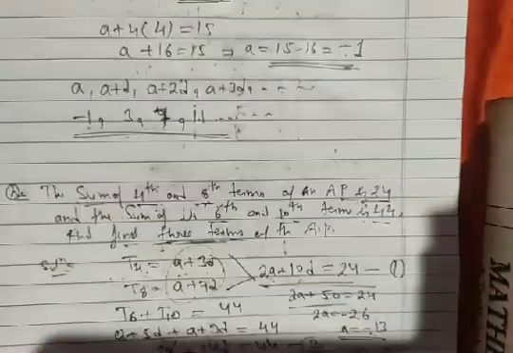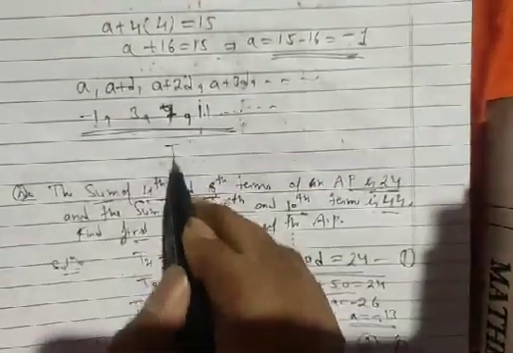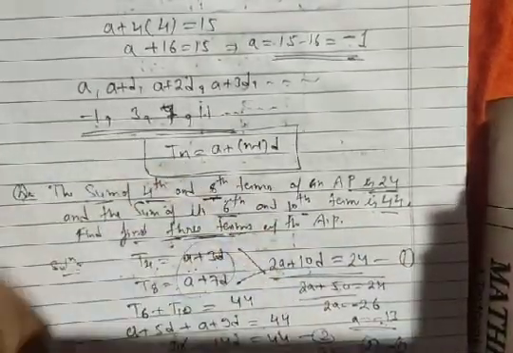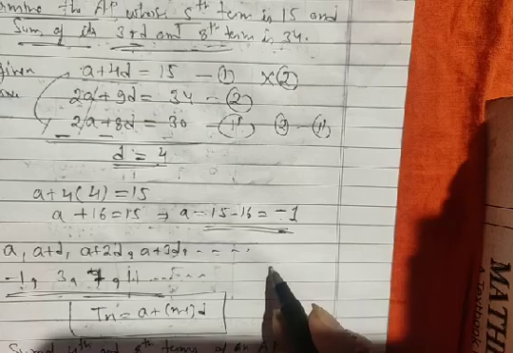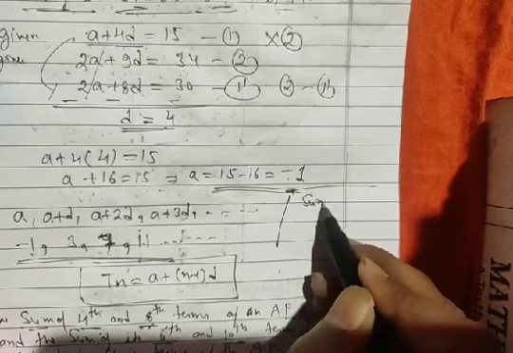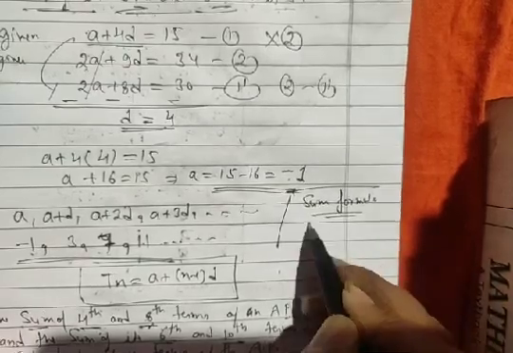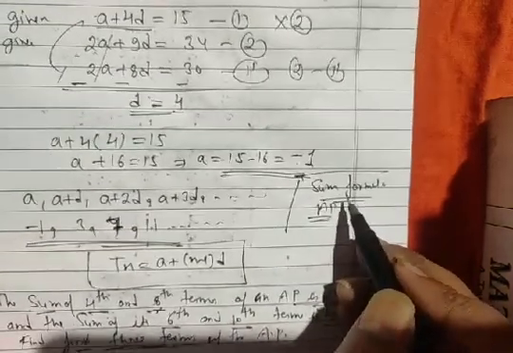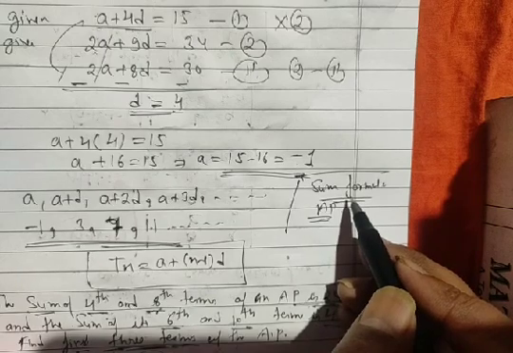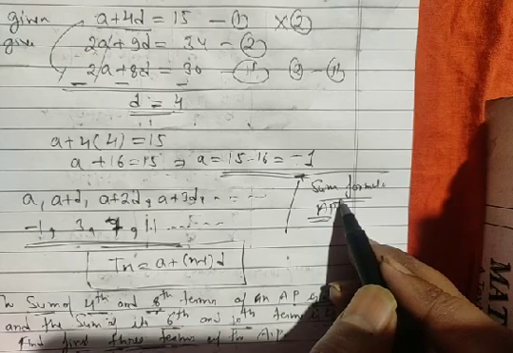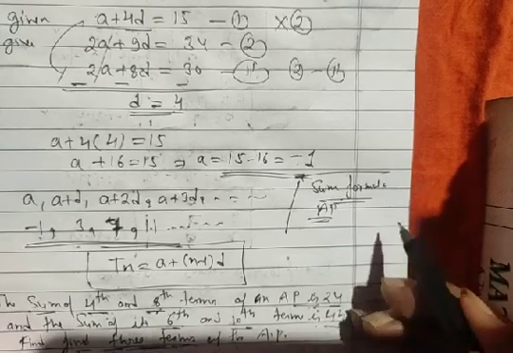Today we discussed problems based on our general term formula Tn equal to a plus n minus 1 into d. In our next video we are going to discuss some more problems, or otherwise the next concept, the sum formula of AP. When we have a large number of terms, how can we find the sum easily? Suppose we have a large series and we have to find the sum of 1000 terms. We will discuss this in our next video.